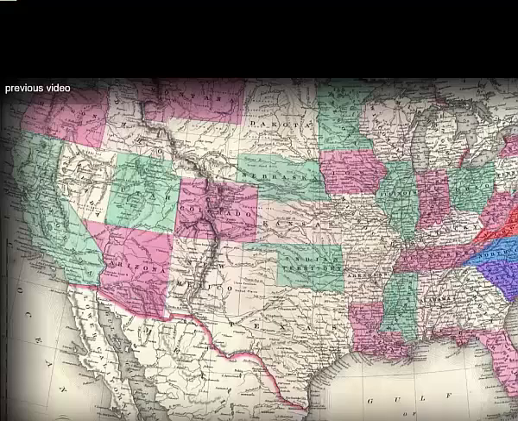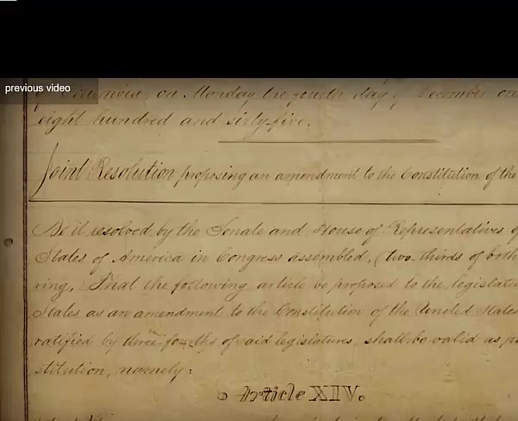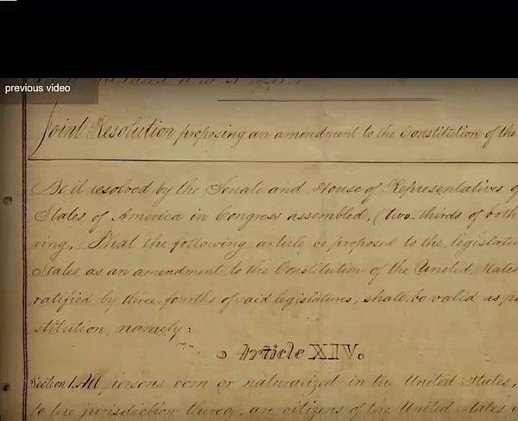So, okay, in 1867, again over Johnson's veto, Congress passed the Reconstruction Act, which divided the South into 5 military districts and required each state to create a new government, one that included participation of black men. Those new governments had to ratify the 14th Amendment if they wanted to get back into the Union.